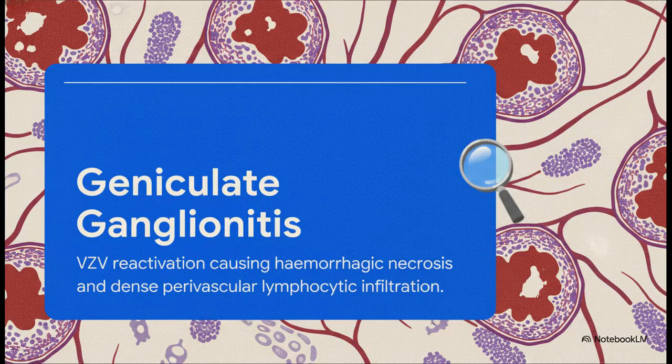And when it does reactivate, you don't just get a little bit of mild irritation, you get full-blown geniculate ganglionitis. I really want to emphasize the mechanistic severity of this microscopic damage. Look at these histological characteristics, hemorrhagic necrosis, and dense lymphocytic infiltration. I mean, we're not talking about simple swelling here. We are talking about profound tissue necrosis happening right inside the nerve.